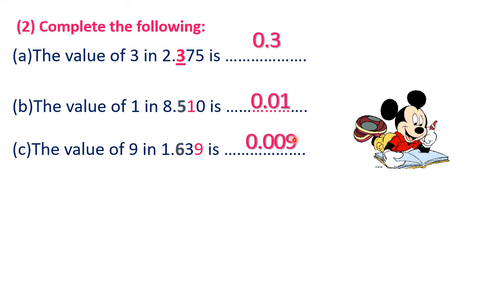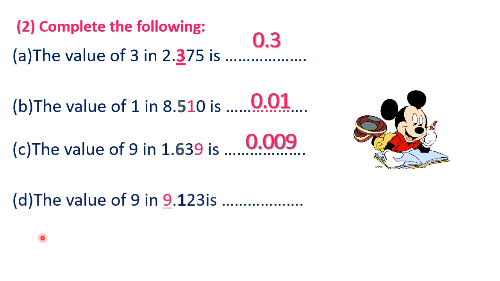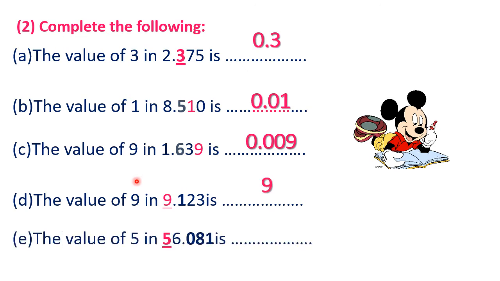9 in thousands, have 2 zeros. 1 in hundreds, put 1 0. 3 in tenth, point 0. This is the value of 9. 9 in what? In unit. Put the same number 9. The value of 5 in this number, 5 in what? In tenth. Put 50. Yes.